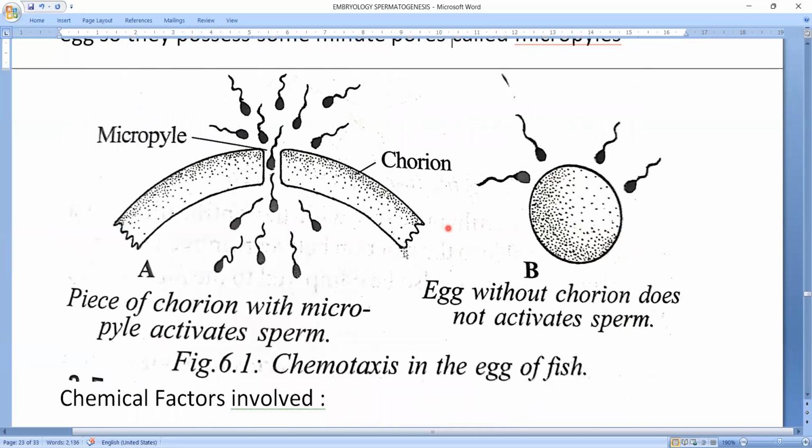In fishes and insects, there is a tough coat present called chorion. Fishes and insects లో ఎగ్గును సరౌండ్ చేసే కోట్ లేదా ఎన్విలోప్ అనేది సో చాలా టఫ్ గా ఉంటుంది. సో ఈ స్పెర్మ్స్ దే కెనాట్ పెనిట్రేట్ దిస్ కొరియన్. Okay, so the tough layer is called chorion. So in these animals like fishes and insects, there are some pores called micropyles present through which the sperm enter into the egg.